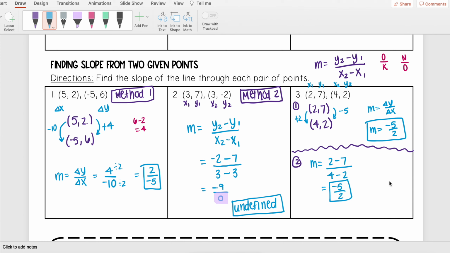So the answer you should have gotten for number 3 was that your slope was -5/2. I went ahead and showed both methods so that you can check your work in both.